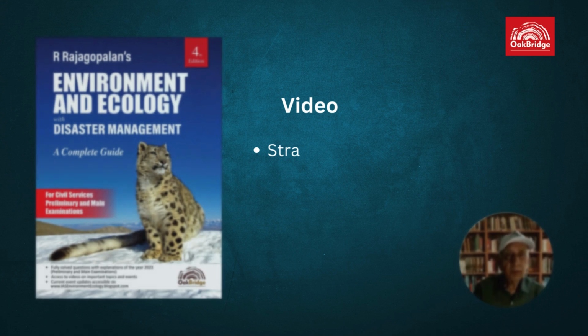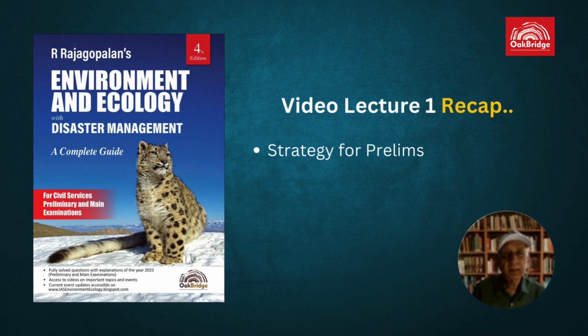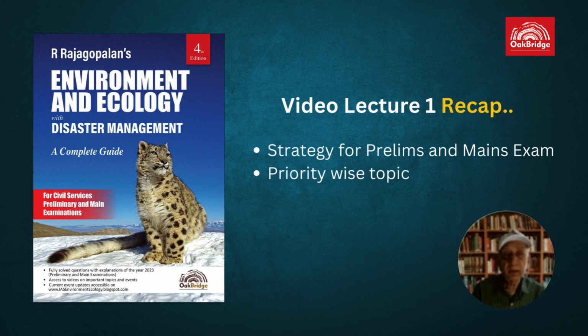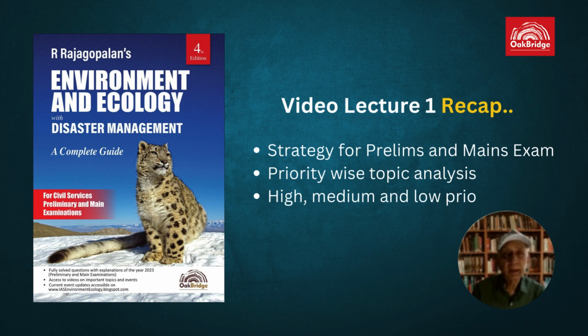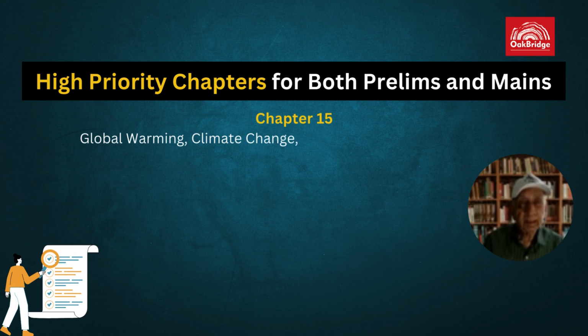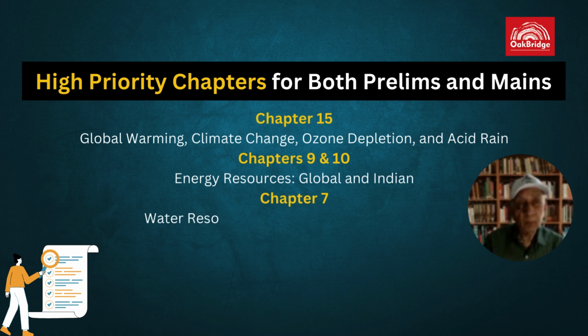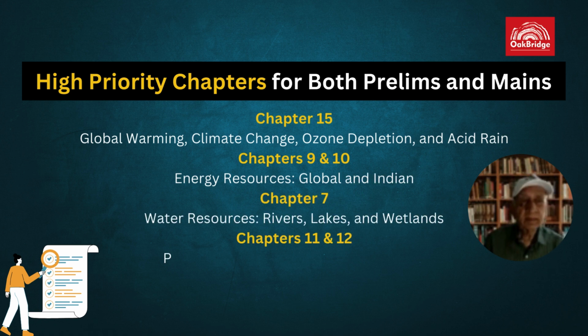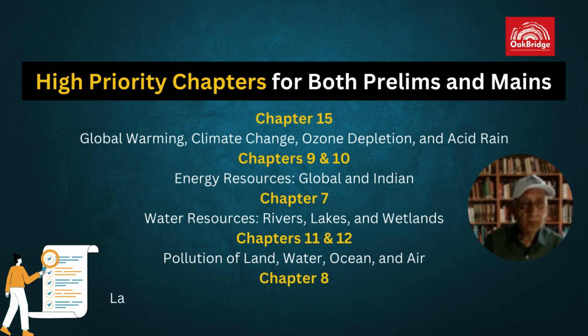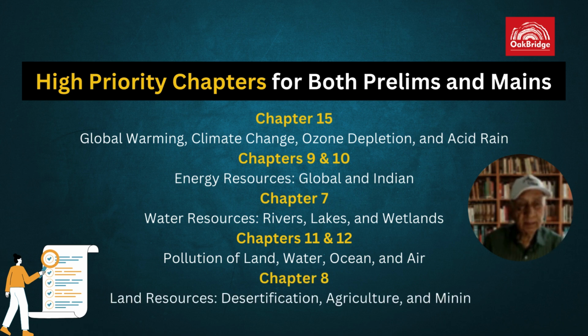And in that book, I've given a strategy for the prelims and the mains examination: which topics are high priority, which are of medium priority, which are of low priority. So if you take that strategy and look at what are the high priority chapters for both prelims and mains, this is what comes up. Global warming, climate change, energy, water, pollution, and land.